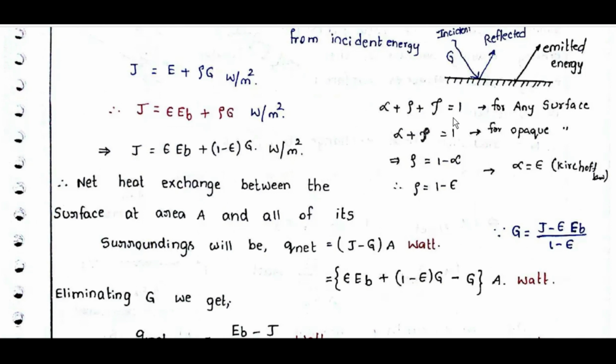Alpha plus rho plus tau is equal to 1 for any surface. Alpha plus rho is equal to 1 for an opaque surface. Rho is equal to 1 minus alpha. Rho is equal to 1 minus epsilon. Alpha is equal to epsilon, Kirchhoff's law.